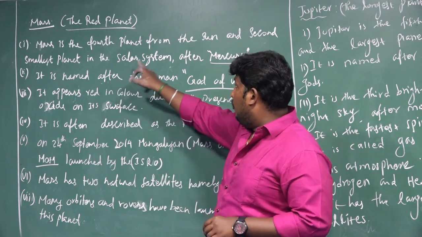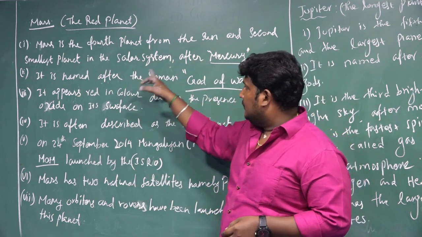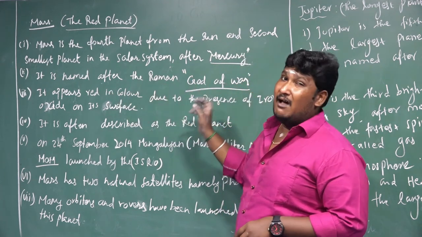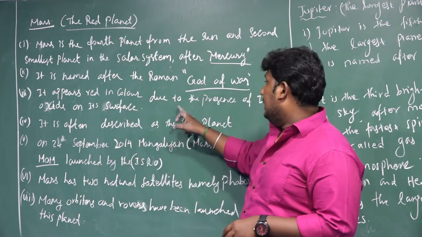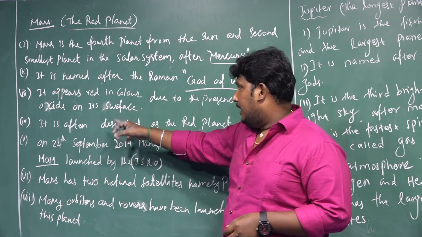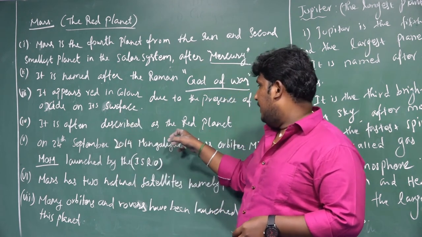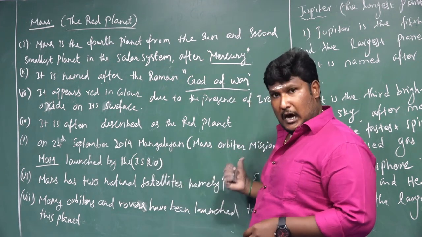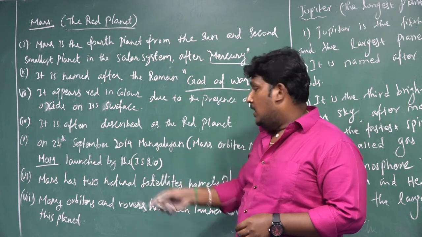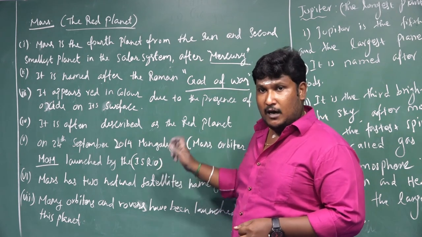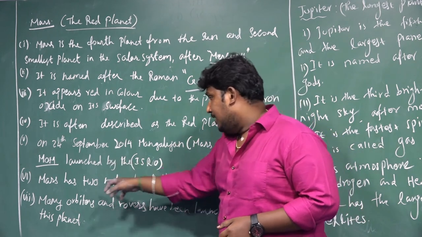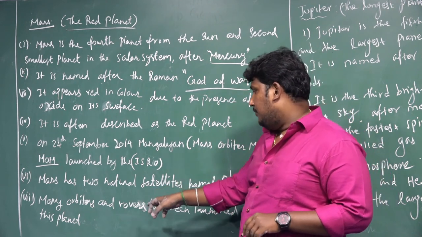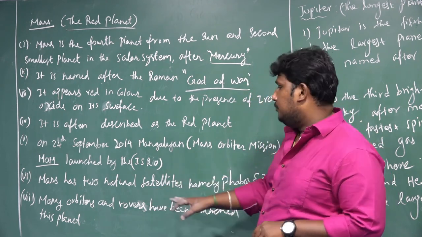Mars is the fourth planet from the Sun and the second smallest planet in the solar system after Mercury. It is named after the Roman god of war. It appears red in color due to the presence of iron oxide on its surfaces. It is often described as the red planet. On 24th September 2014, Mangalyaan Mars Orbiter Mission, short name MOM, was launched by ISRO, the Indian Space Research Organization. Mars has two natural satellites, one is Phobos and the second one is Deimos. Many orbiters and rovers have been launched to explore this planet.